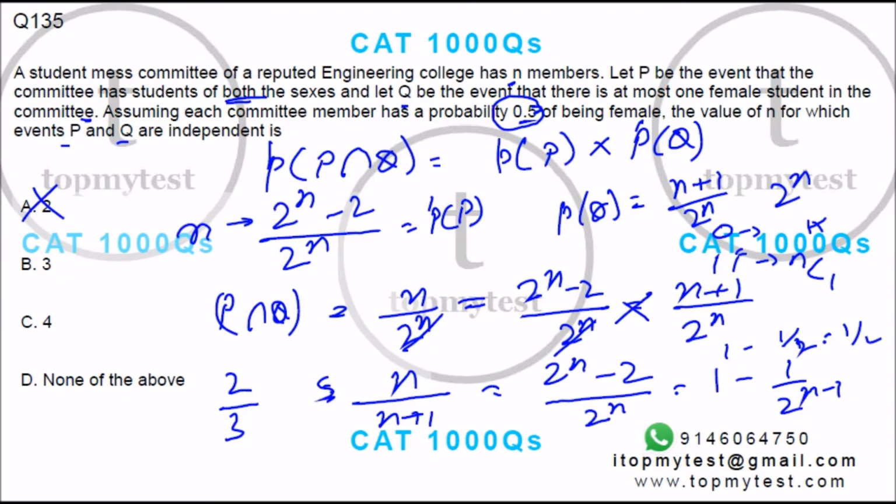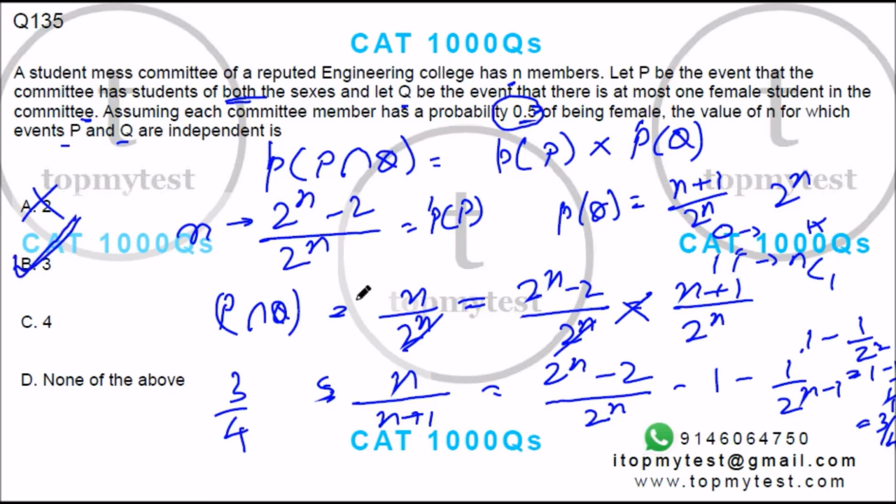If I put option B here, 3, this will be 3 by 4. This will be 1 minus 1 divided by 2 to the power 3 minus 1, which is 2 squared. This is 1 minus 1 by 4, which is also 3 by 4. 3 by 4 equals 3 by 4. Option B is your correct choice.